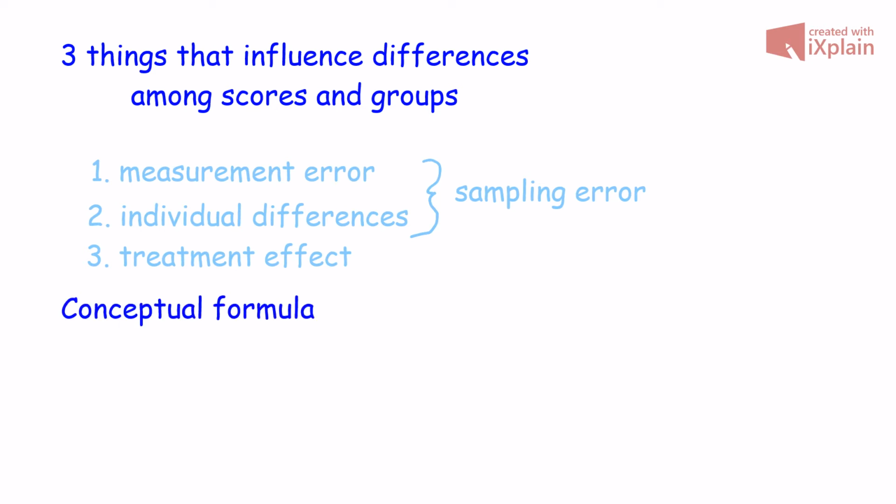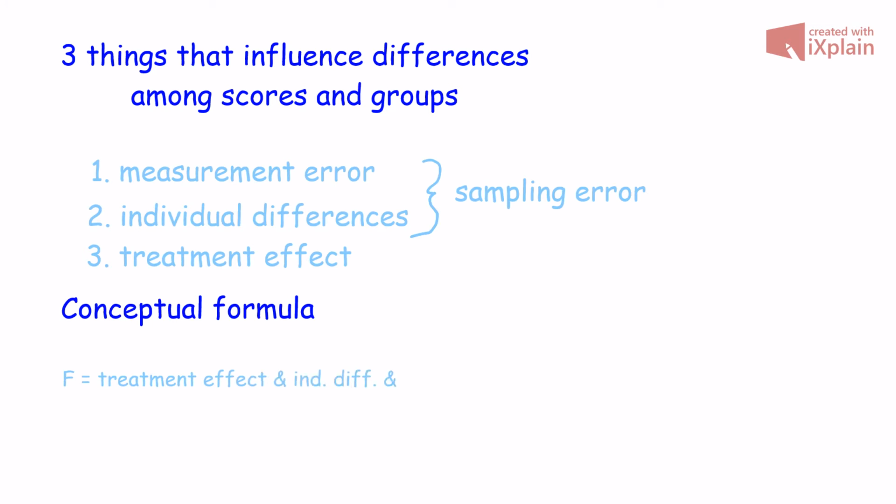All right, now I'm going to talk a little conceptual formula here. Now, this is not, repeat, not a mathematical formula. It's a conceptual formula. It's how the ANOVA works to eliminate the bad variability, so that we have some index of how much good variability, how much treatment effect, is left over after we eliminate all of the sampling error.